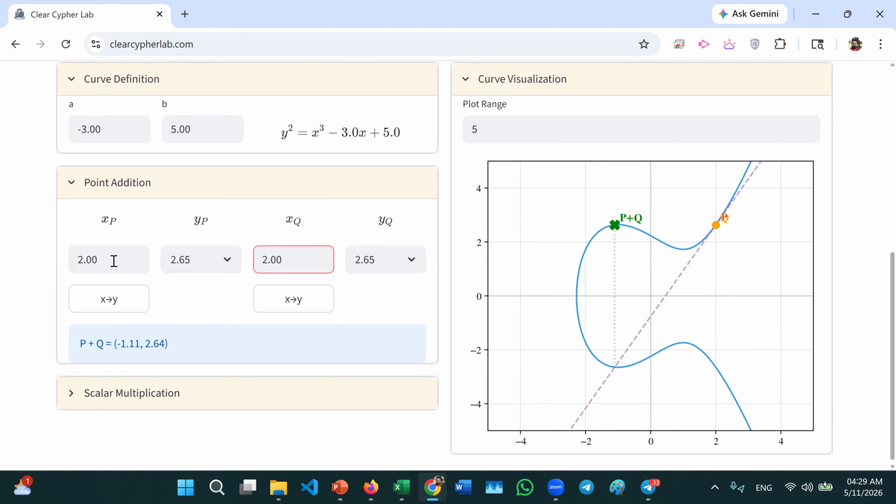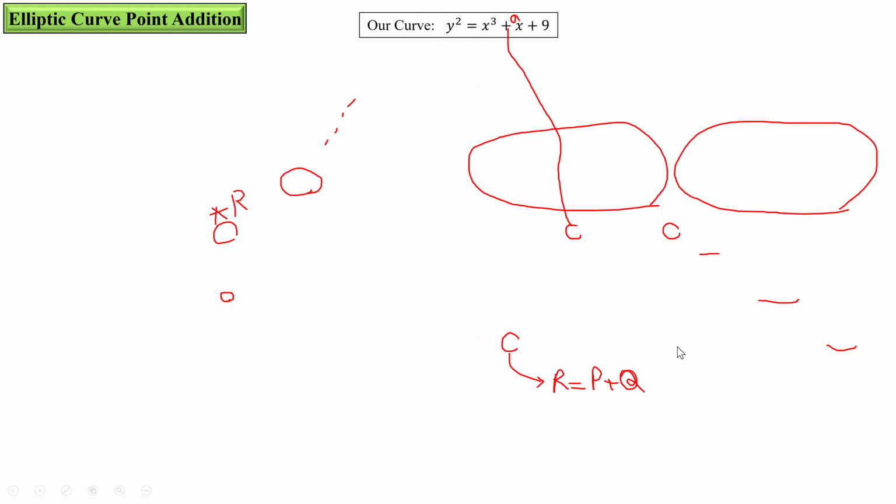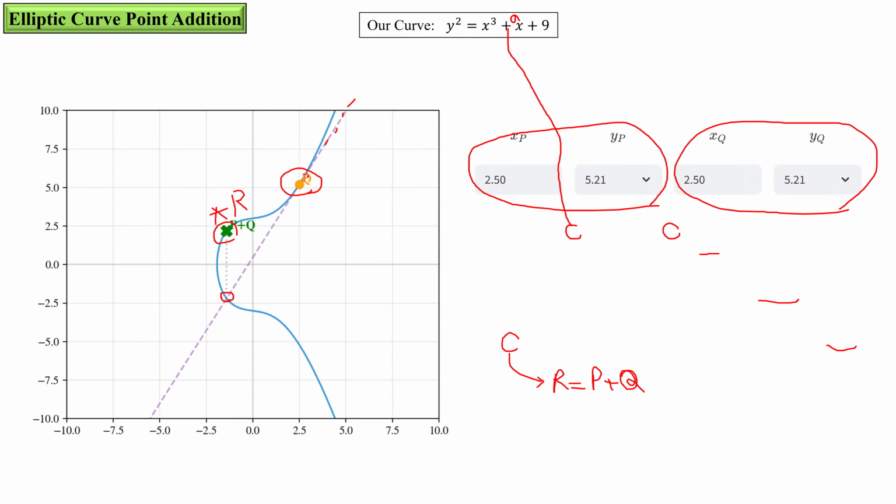Q. So I'm going to change the value of x into 1 and then again 1. Then I see that the two points P and Q overlap each other, so the tangent line intersects the curve here, and then the reflection computes P plus Q. And again here, these are the coordinates of the point P plus Q or R. Okay, so this was the second form of points P and Q when they are equal to each other.